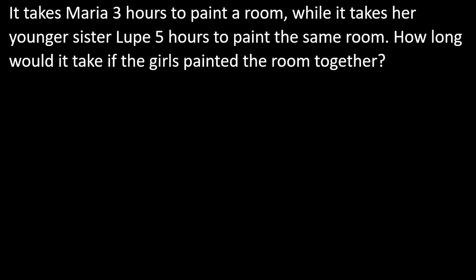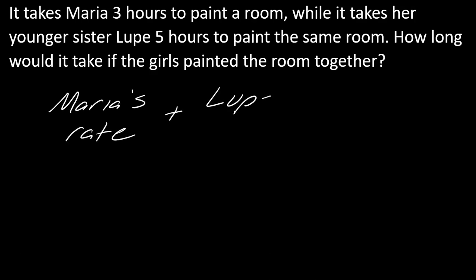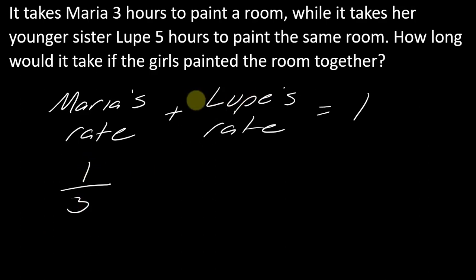The idea is you're going to take Maria's rate and then take her sister's rate, and that's going to equal 1. So Maria can paint one room in 3 hours. That's the way you want to set this up. After you write this out, it's one room in 3 hours. Well, we're trying to combine these two.